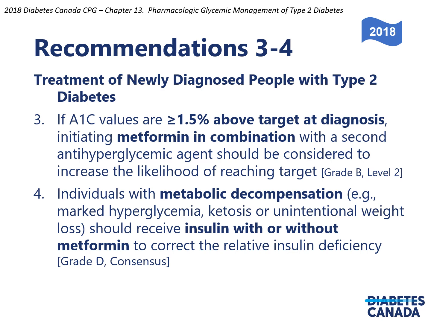Recommendation 3 is if A1C is greater than or equal to 1.5% above target at diagnosis, initiating metformin in combination with a second antihyperglycemic agent should be considered to increase the likelihood of reaching target. Recommendation 4 is individuals with metabolic decompensation, for example, marked hyperglycemia, ketosis, or unintentional weight loss, should receive insulin with or without metformin to correct the relative insulin deficiency.